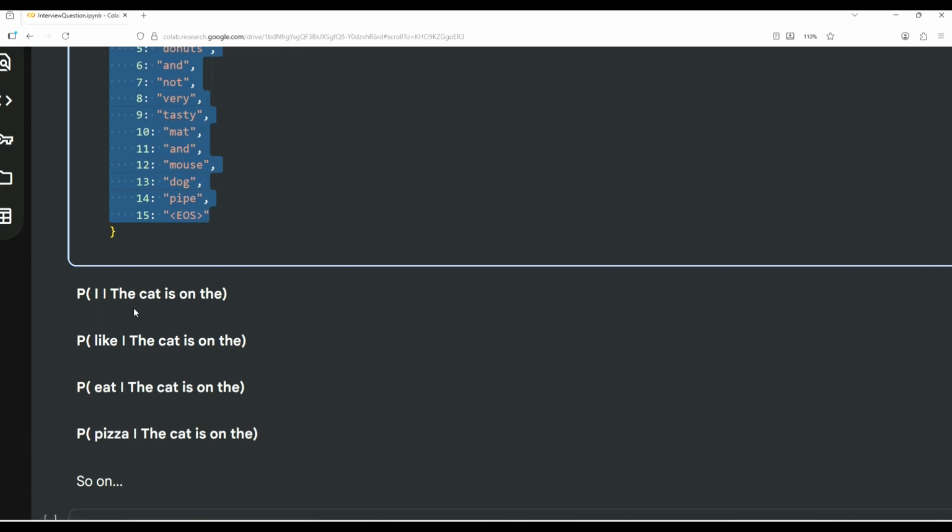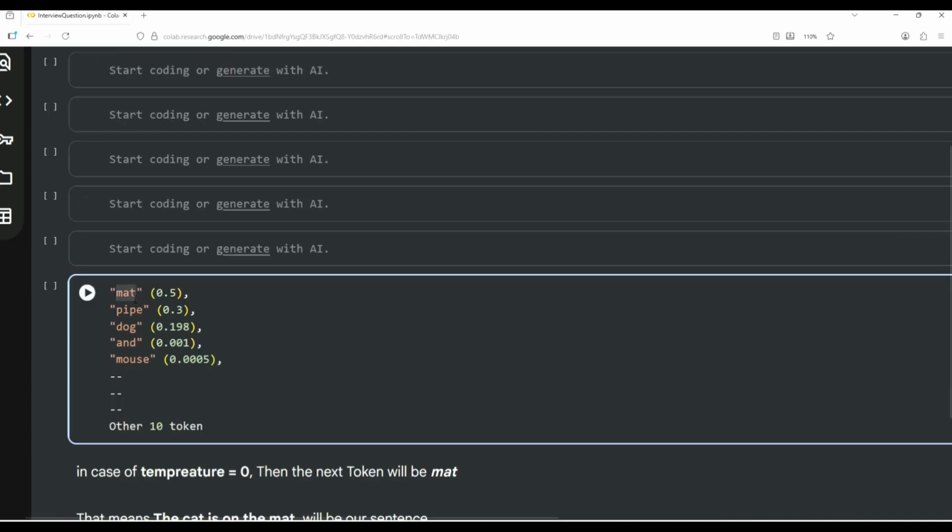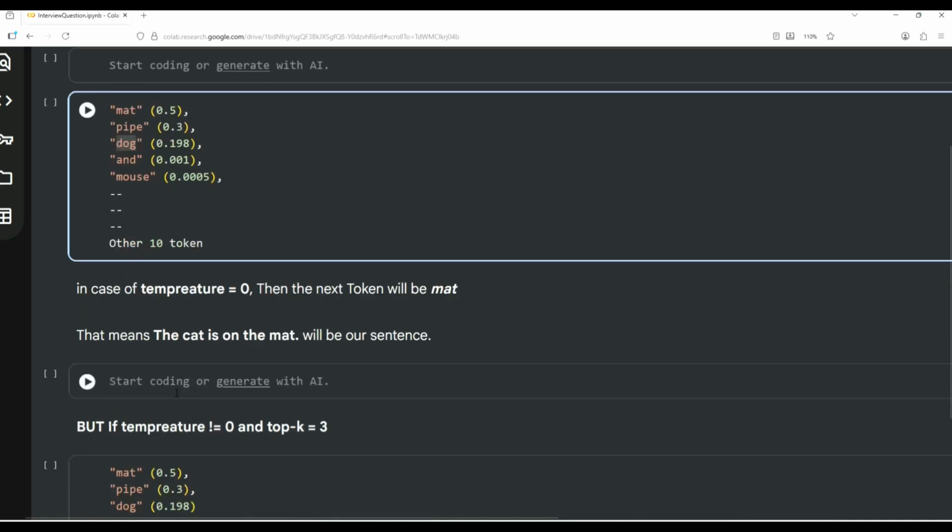Which I'll not be doing in this video. For now, just assume that some process it has done, and after that it has generated the probability, right? And that probability looks something like this. So you see, Mat has the probability 0.5, Pie has 0.3, dog has 0.198, and likewise each token has at least some probability associated, right?